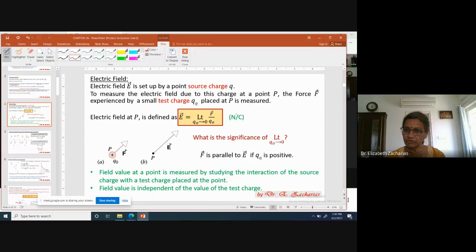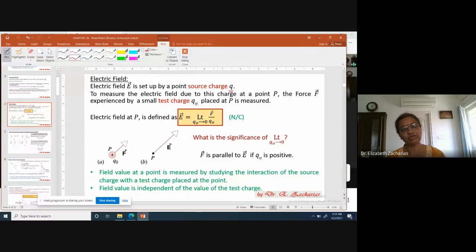In the last chapter, for example, we have seen continuous charge distributions like a uniform line charge. Then we have seen a ring, then a uniformly charged disk, then a sphere, a shell. These are all continuous charge distributions. So even if your source Q happens to be a continuous charge distribution, this equation will hold good.